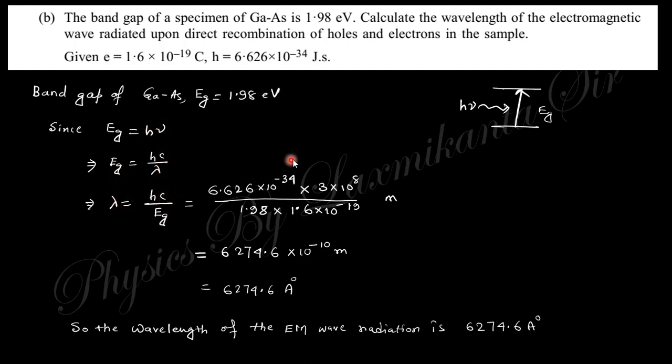So put this value of h, then the value of c. C is the speed of light, that is 3 into 10 to the power 8 meter per second. Eg is the band gap, which is 1.98 eV. To convert eV into joule, the charge of the electron, 1.6 into 10 to the power minus 19, is multiplied here. Calculating this, you get 6274.6 Angstrom. This is the wavelength of the electromagnetic wave which needs to be radiated in this sample.